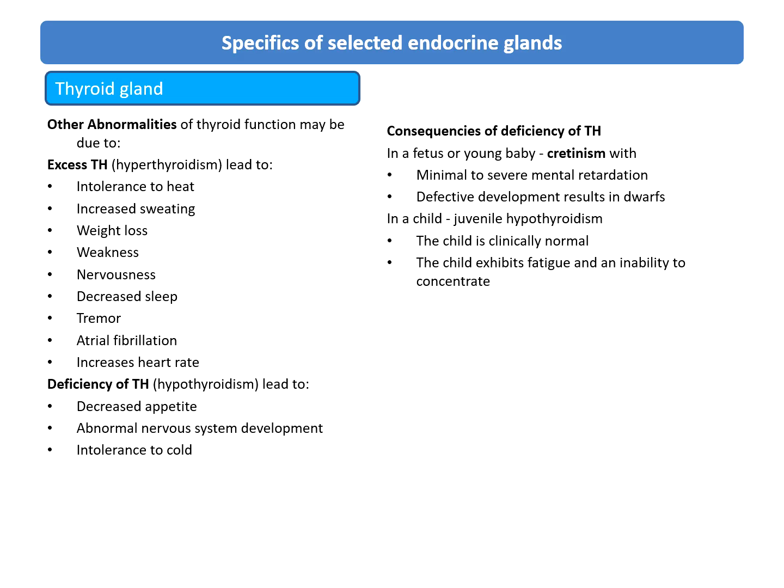In a child, juvenile hypothyroidism, the child is clinically normal, but the child may exhibit fatigue and an inability to concentrate. In an adult, the condition is called myxedema. It involves mental apathy, drowsiness, and puffiness of the face and hands. And of course, goiter can result from a deficiency of TH.